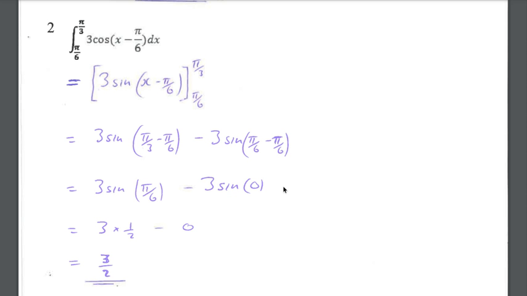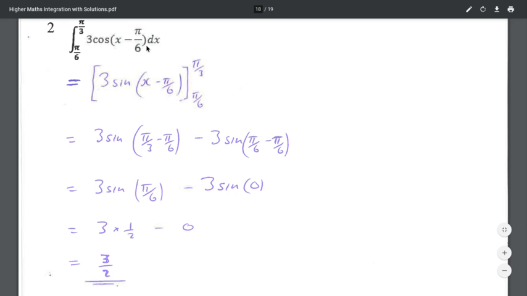Question number 2. 3 cosine of x minus pi by 6 dx between pi by 6 and pi by 3. So again, we integrate using the trigonometric rules of integration, which are on page 12. So we get 3 sine of x minus pi by 6 between pi by 6 and pi by 3. So substitute in our upper and lower limits.